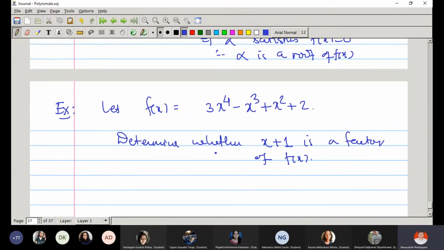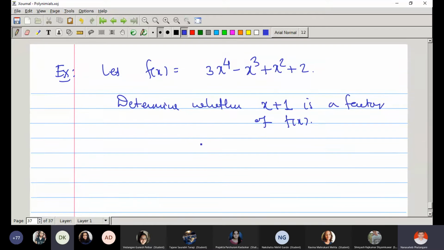How will you check whether x plus 1 is a factor of f of x? x plus 1 is x minus minus 1. So what is alpha here? Alpha is minus 1. And if x plus 1, or x minus alpha, is a factor, that means alpha must be a root.